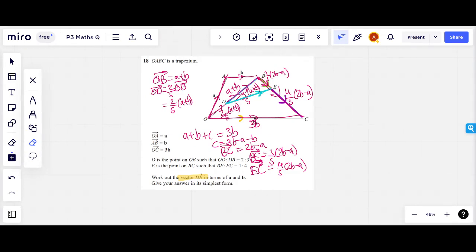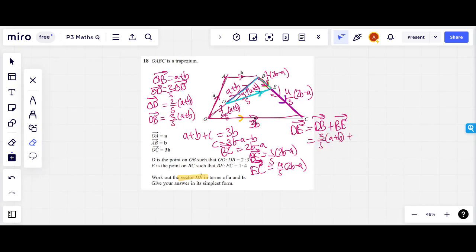So how can we make DE? Well, if you follow the path D to B, and then we go from B to E, well, that gives us the path DE, right? So if I write this out, DE equals DB plus BE, or I can just substitute the values I have for DB. So I know that DB is equal to 3/5 A plus B, because remember, OD plus DB equals OB. So DB equals 3/5 A plus B.